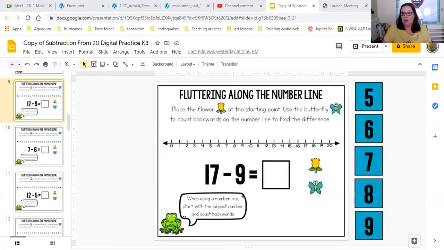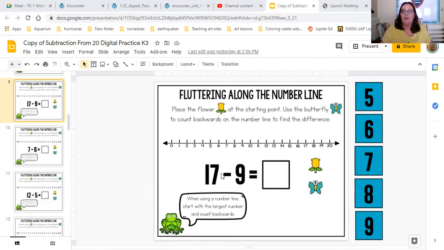So we're going to use a number line today. We are going to place the flower at our starting point and use the butterfly to count backwards from our largest number on the number line to find the difference. And what is the difference? The answer to a subtraction equation. Very similar to a sum, which is the answer to an addition equation, but now it's the opposite because subtraction is the opposite of addition. So awesome job knowing your vocabulary.